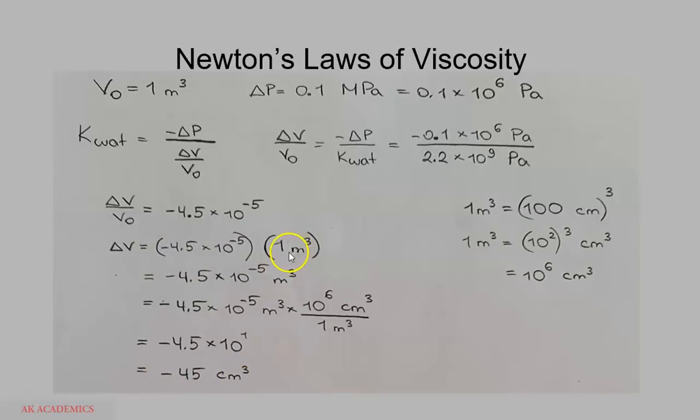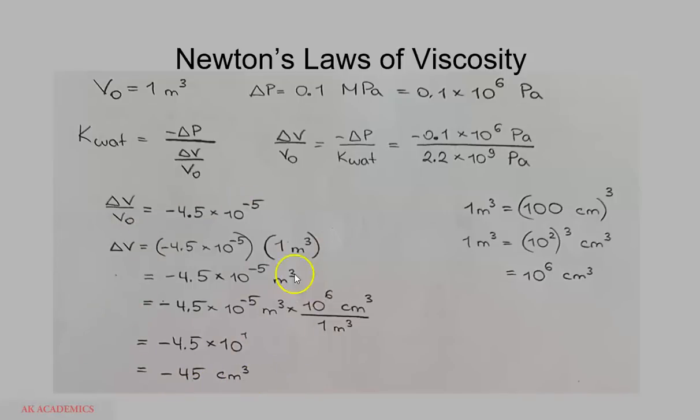When you convert, you can convert cubic meters to cubic centimeters. The question says we should find the volume of water in centimeters. Hence, we can convert these cubic meters to cubic centimeters. Okay, 1 meter is equal to 100 centimeters. So 1 cubic meter will be equal to 100 centimeters raised to power 3, and so this is exactly what you have. 1 cubic meter will give us 10 raised to power 6 cubic centimeters. Hence, you can replace this with 10 raised to power 6 cubic centimeters, and you end up with minus 45 cubic centimeters as our change in V.